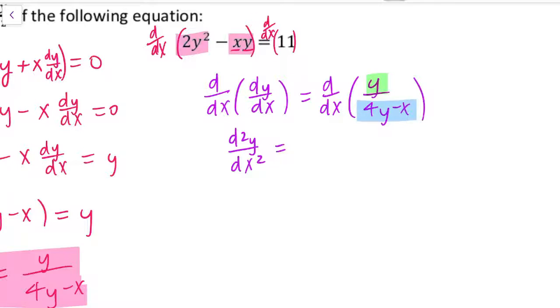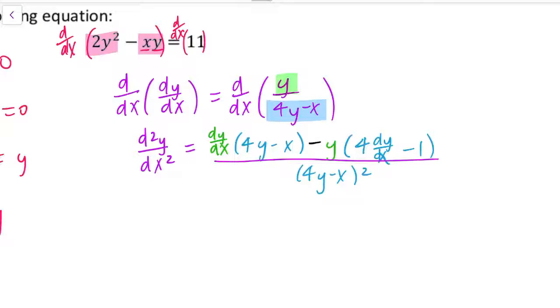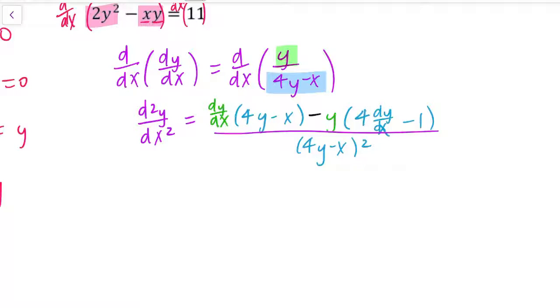So we'll have the derivative of the top, which is dy dx, times the bottom, 4y minus x, minus the top, y, times the derivative of the bottom, 4 dy dx minus 1, right? Derivative of x is 1, all over the bottom squared, 4y minus x quantity squared. And then we can distribute the dy dx on that first set of parentheses and distribute the minus y on the second set. Just make it look a little bit nicer.